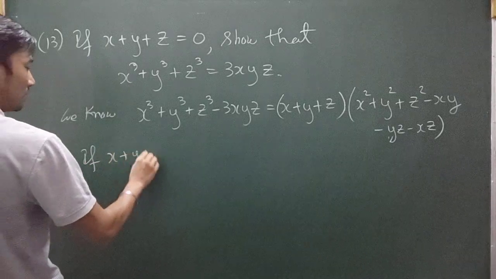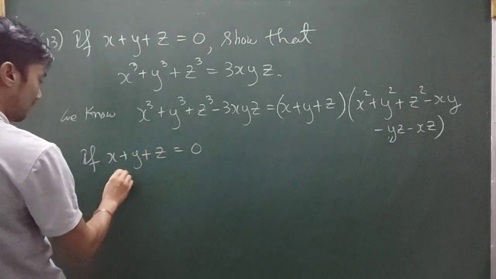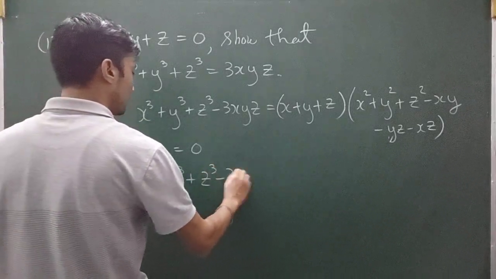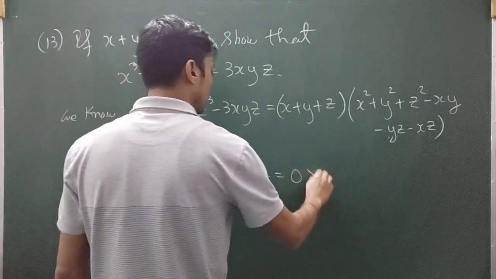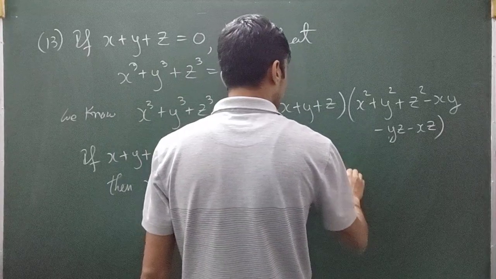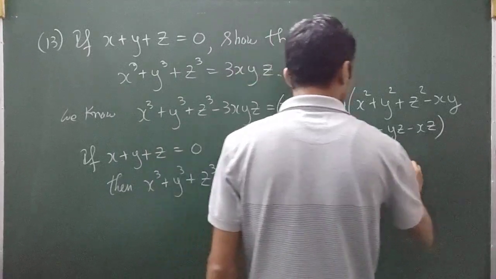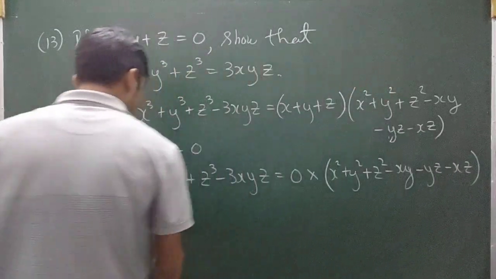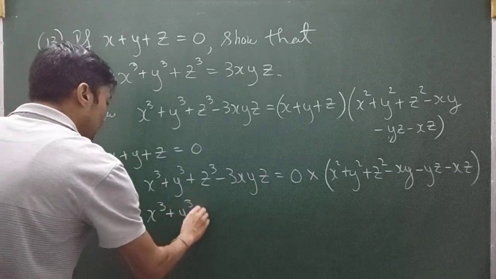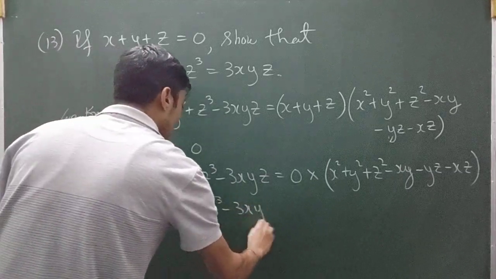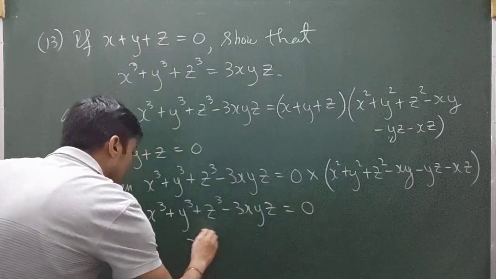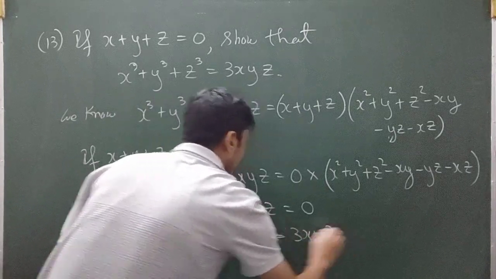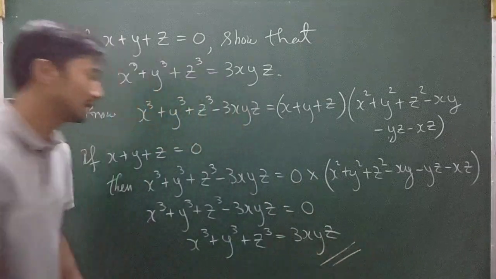If x plus y plus z happens to be 0, then we've already done this, so I'm just going to write swiftly. x cube plus y cube plus z cube minus 3xyz is equal to 0 into x squared plus y squared plus z squared minus xy minus yz minus xz. Since x plus y plus z is 0, as given in the question, this becomes 0. So x cube plus y cube plus z cube minus 3xyz is equal to 0. So that's x cube plus y cube plus z cube is equal to 3xyz, because the minus you take to this side, it becomes plus. So that's the proof.